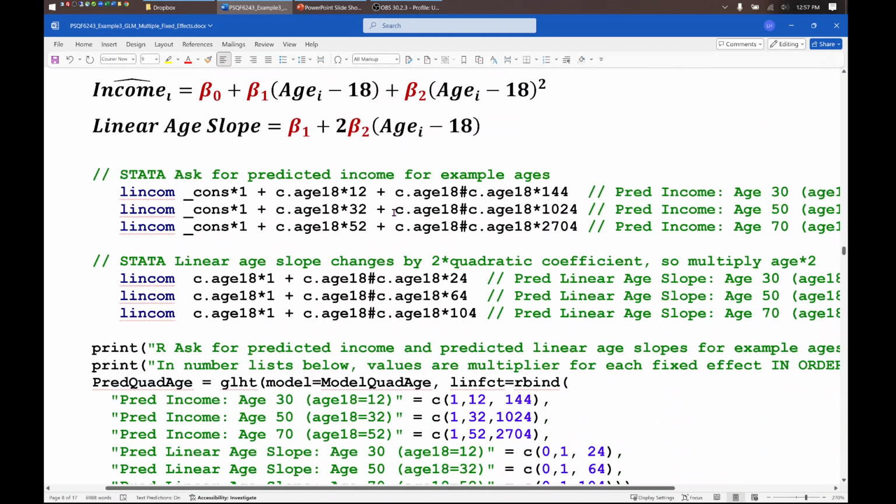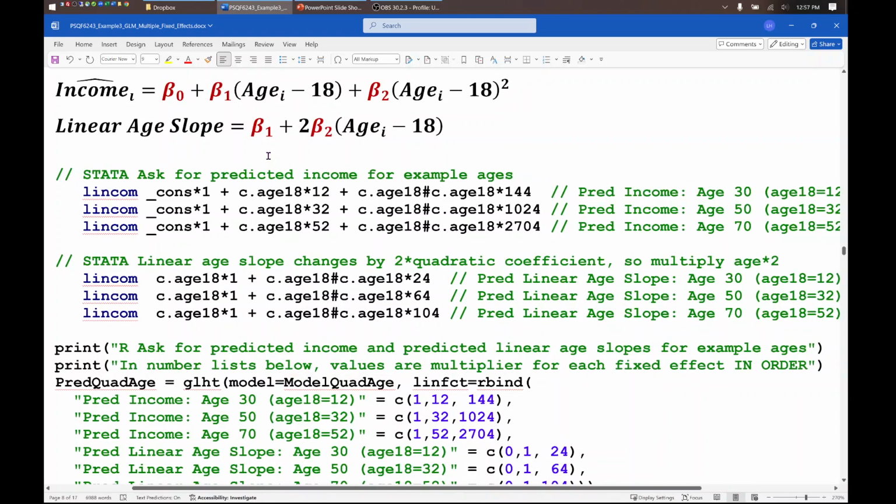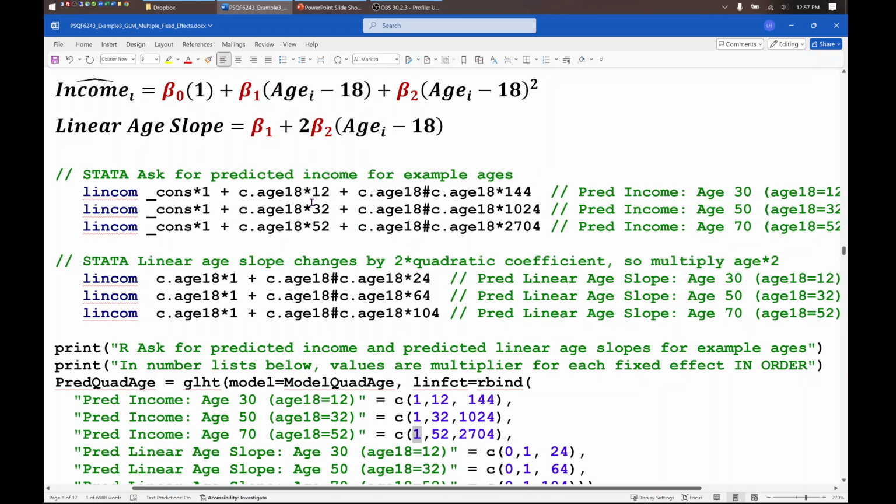And I wanted to show you how to create predicted outcome values as well as predicted instantaneous linear slopes. Here's the way to do that. So y hat, predicted income, is built from this function. That means, again, there's an implicit 1 here next to the beta 0 that is showing up in the code. So these lincom statements in Stata, or the 1 that's in the first spot for these linear combinations in R. And then I fill in the value of age that I want the prediction for, and then I fill in age squared. So 12 squared is 144, 32 squared is 1024, and so on.